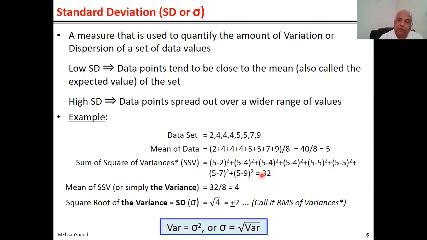So the mean of SSV, or the mean of square of variances, is also called the variance. So this is 32, the sum of square of variances. So what is the mean variance? There are 8 of them, so divide by 8, we get 4. So 4 is the variance. We take the square root of the variance. Under root 4, we get a figure of plus minus 2. So the standard deviation is 2. Is it significant? Yes, it is, because it is as much as the value of one of the data values. So it is a very high standard deviation for this data set, which was also substantiated by the range, which was 9 minus 2, 7.